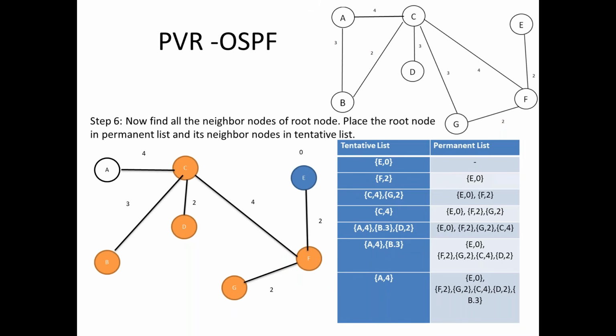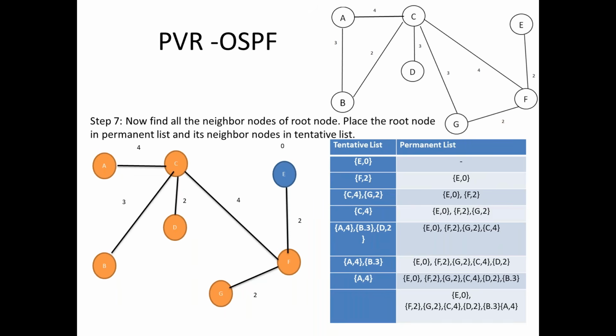And finally, we have only one node left in the tentative list, that is A of 4. So in the last step, that should be moved to the permanent list. Now our tentative list is empty. We have to do this step until this level, that is, we have to make our tentative list empty. It means that we have come across all the nodes.